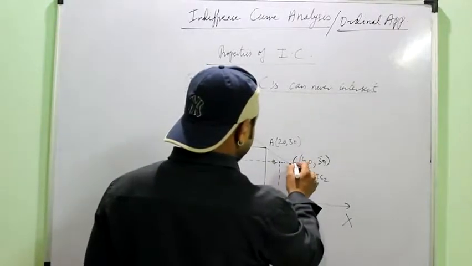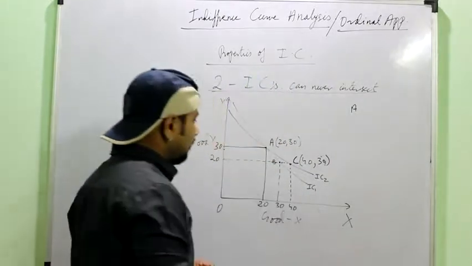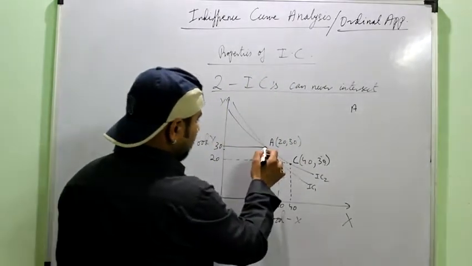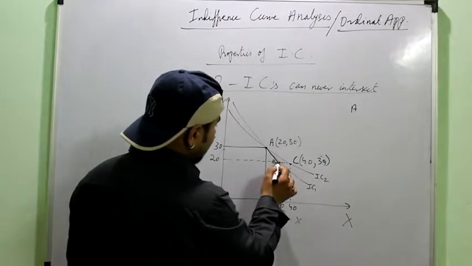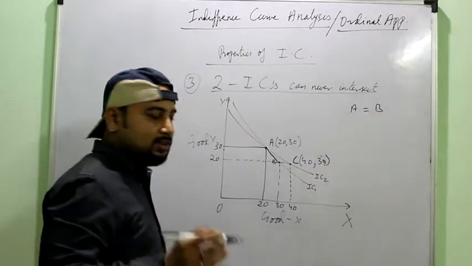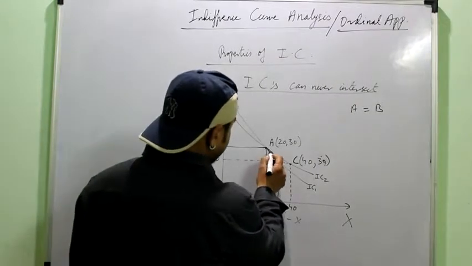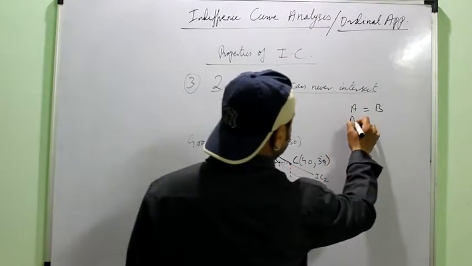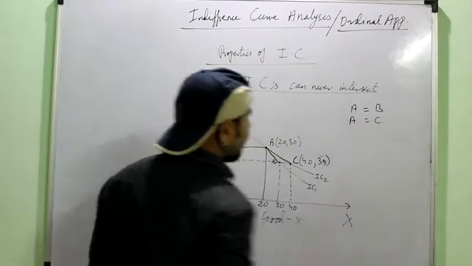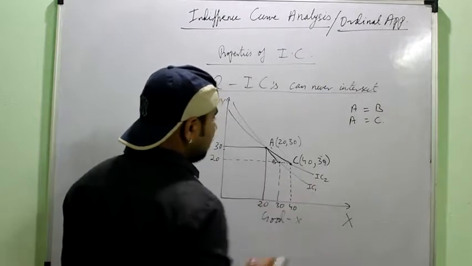This is our combination C, right? So if I write these combinations, one more thing you have to observe is that combinations A and B are lying on the same indifference curve. It means satisfaction from A is equal to satisfaction from B. Similarly, A and C are also lying on the same indifference curve. Both are lying on IC2 while A and B are lying on IC1.